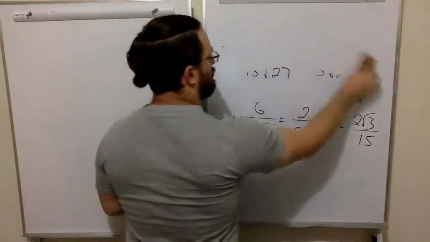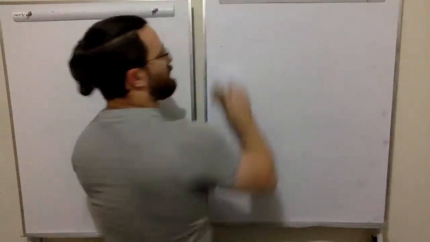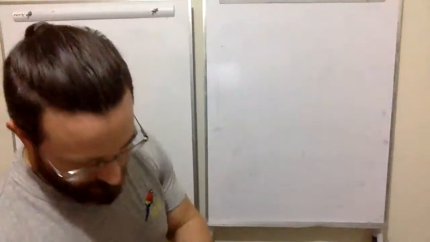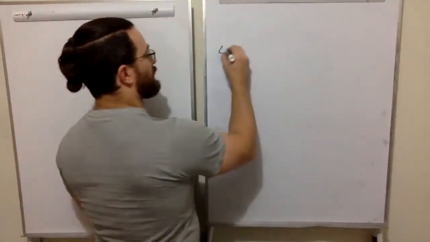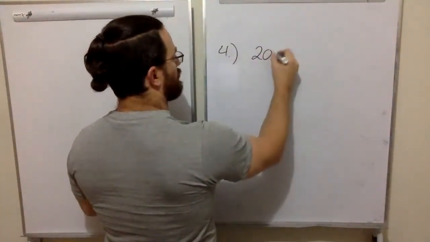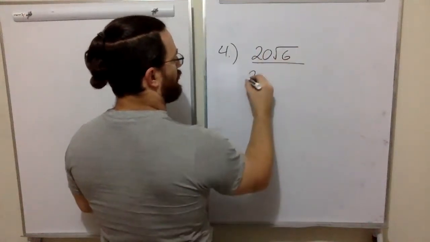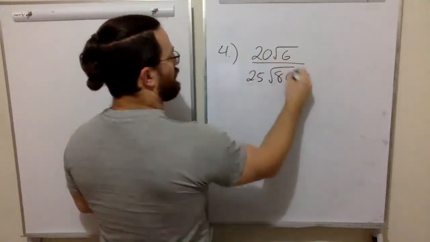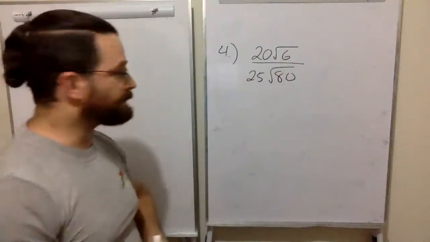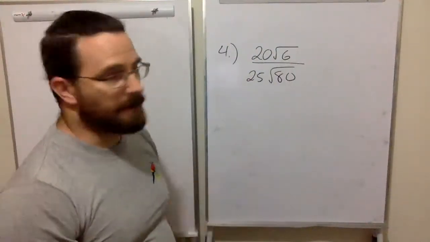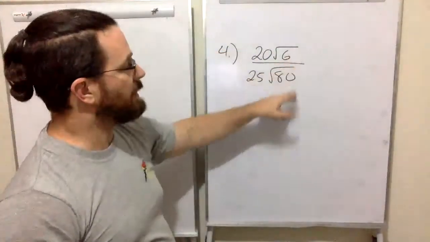Last one, or at least the last one of the division of radicals. We got 20 radical 6 over 25 radical 80. So again, start by reducing outside with outside, inside with inside.